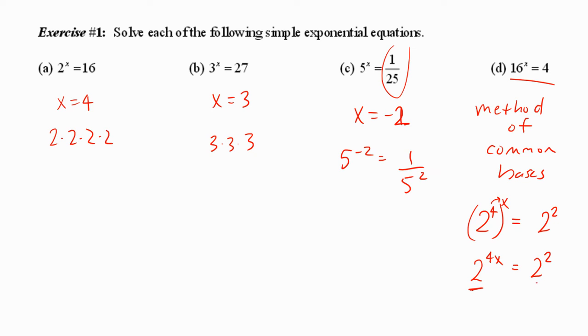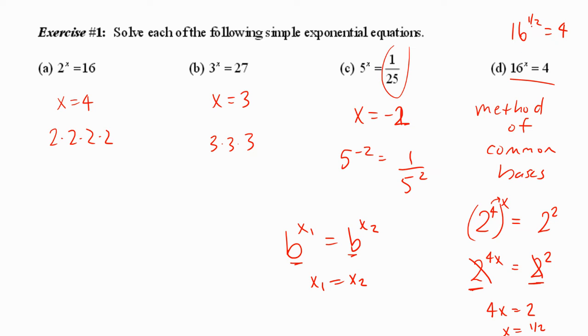And now since the bases are the same, the exponents must be the same. If I have an equation like this, then x1 must equal x2. This is the exponential property of equality, where if the bases are the same, the exponents must be the same. So now I can cancel these out and say 4x equals 2, which means x equals 2 over 4, which is 1/2. So 16 to the power of 1/2 equals 4. And remember, when you raise something to the 1/2, it means square root. Square root of 16 is 4.